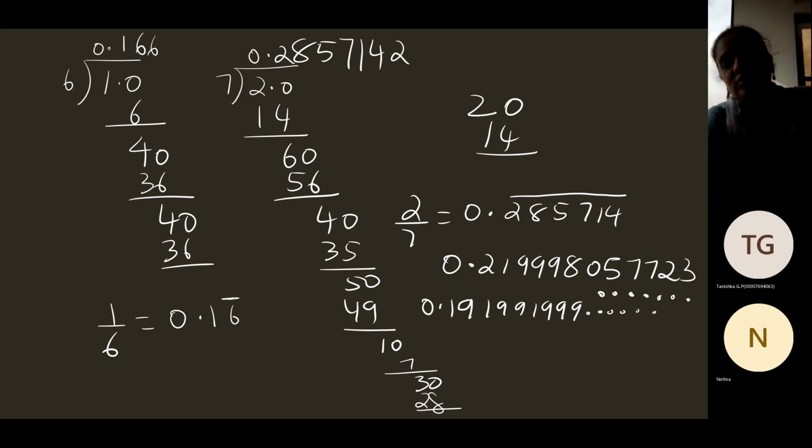So we have written 2 here. The 2 irrational numbers between 1 by 6 and 2 by 7 are what you see on the screen.